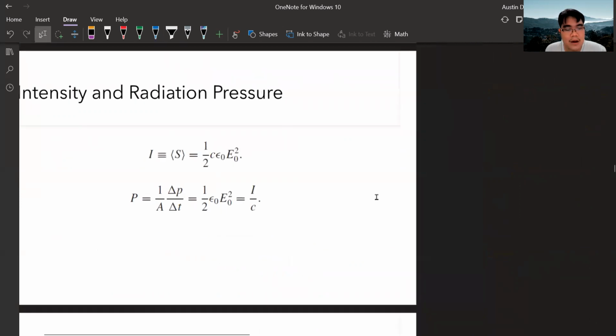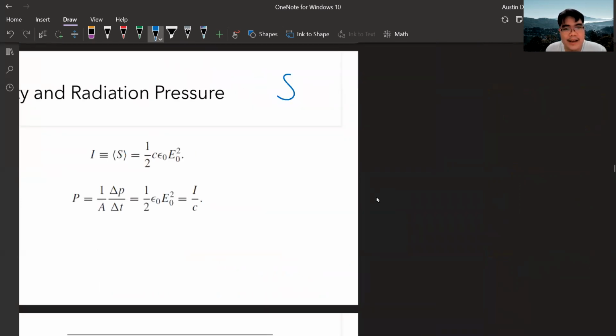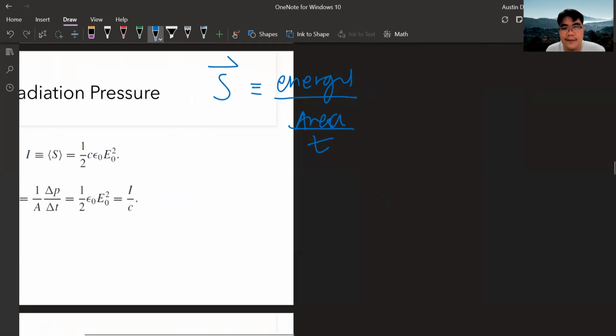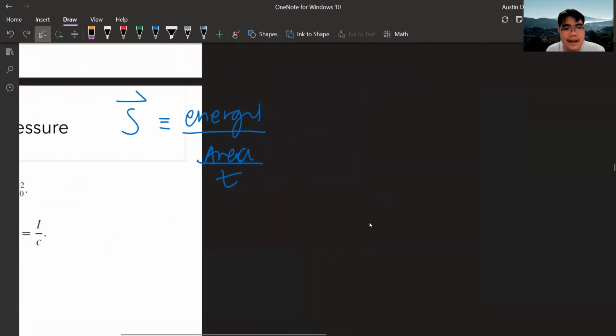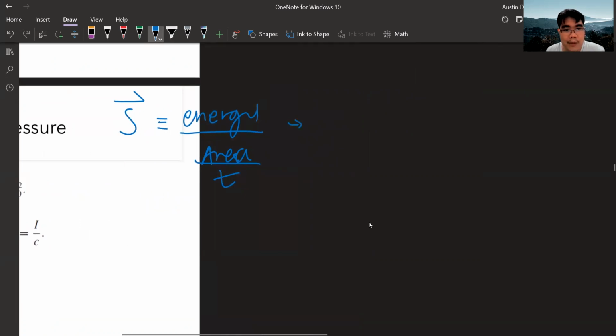Okay. Now, alalahanin natin kung ano si S. Si S ay energy flux density. So energy per, sorry, may per na pala, area per time. Okay. So basically, S is just power over area.